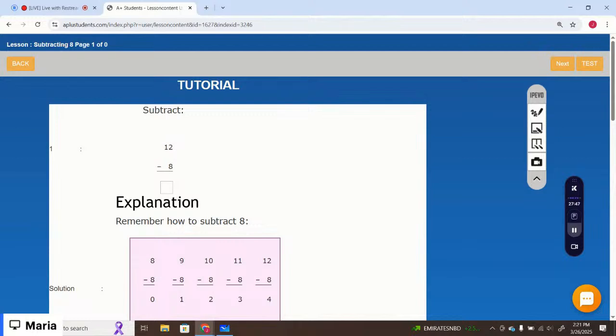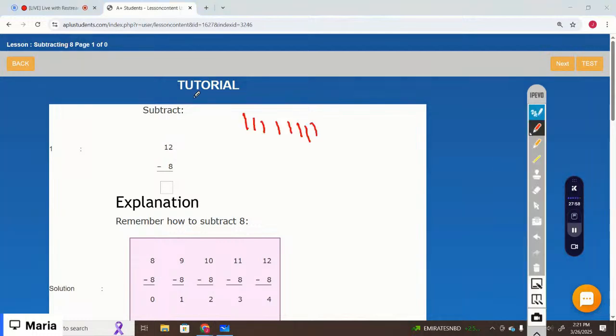12 take away 8. Now we're going to learn how to subtract any number, like how do we subtract 8? So 12 take away 8. Start with 8 and count until 12. 8, 9, 10, 11, 12. 12 take away 8 equals 4. The correct answer is 4. Let's just start with the test questions.